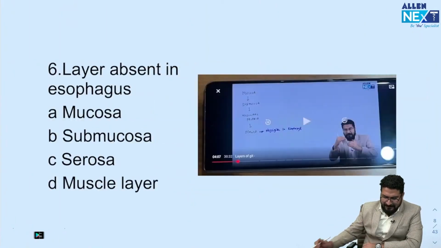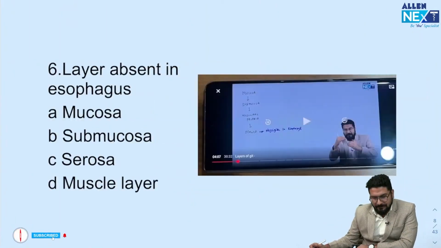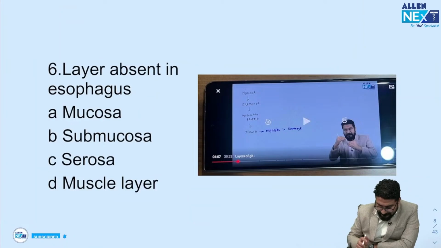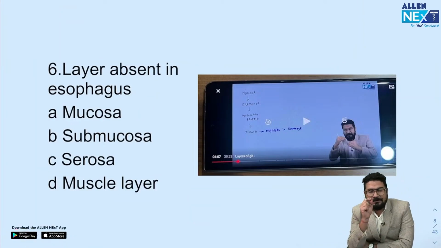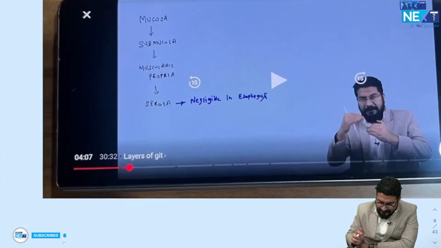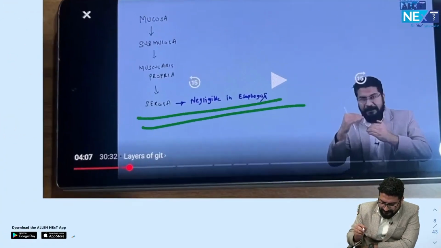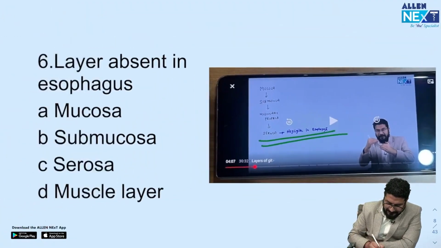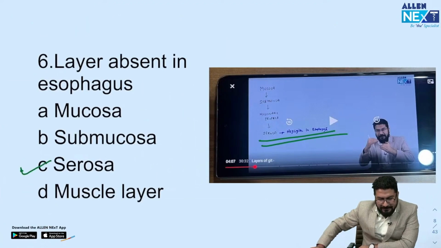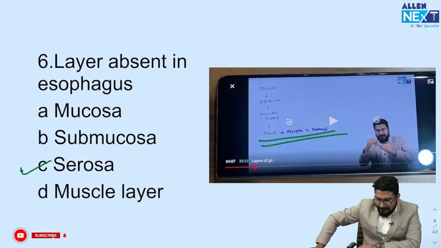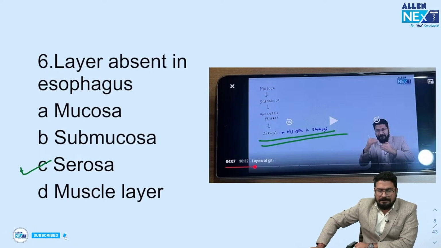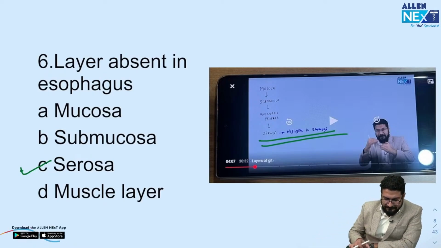Okay, moving to next one, layer absent in esophagus. So like I told you, this is a layer like serosa. This is considered absent because only in the esophageal stomach junction, which we call the gastroesophageal junction or squamocolumnar junction, only in that area it's present. So it is negligible. The serosa is negligible or absent in esophagus. So the layer is serosa. Again, it's an anatomy overlap MCQ, but again it came from our app, so that's why I thought to discuss this question. Clear?